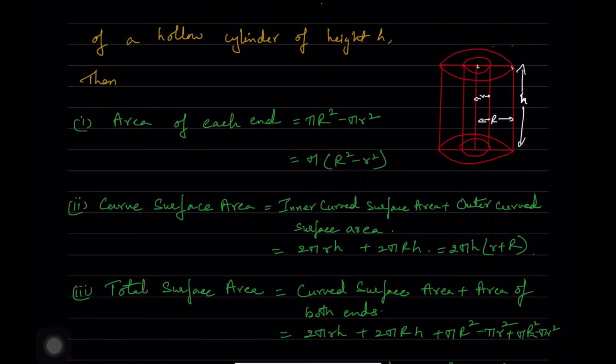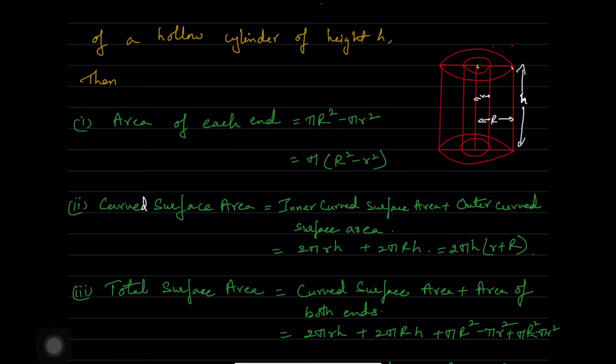Now curved surface area is equal to inner curved surface area plus outer curved surface area. So the inner curved surface area is 2 pi small r H, plus 2 pi capital R H, which is the outer curved surface area.